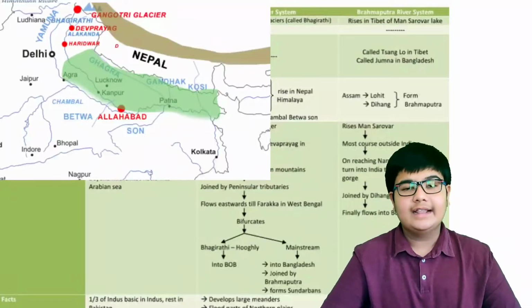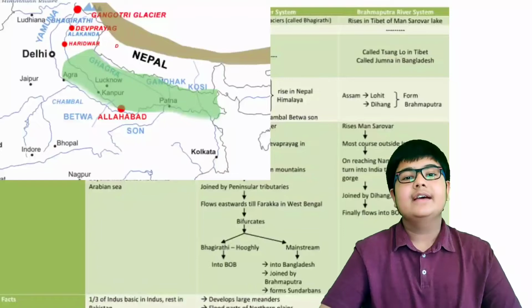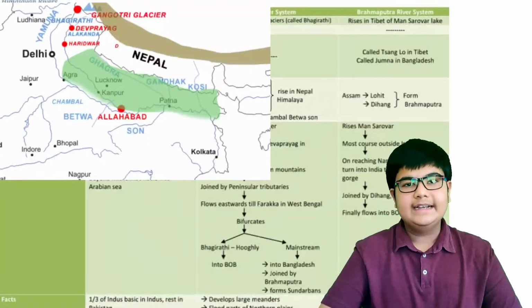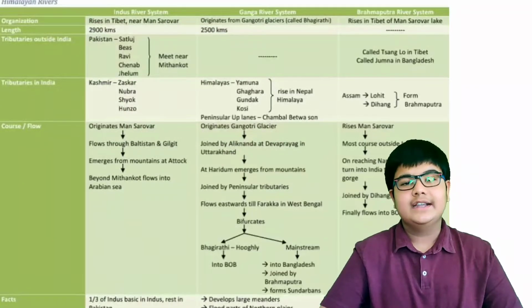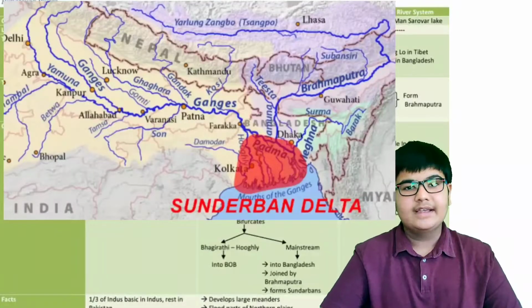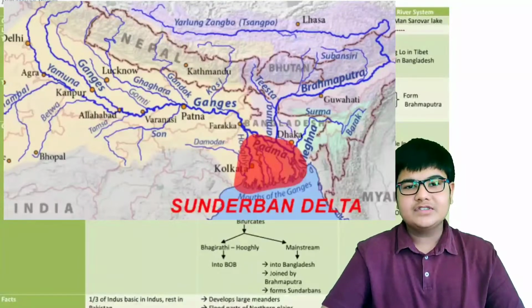Then at Devprayag in Uttarakhand, it is joined by the river Alaknanda. Then at Haridwar, it emerges from the mountains and is joined by the river Yamuna. Then it is joined by its various peninsular tributaries. Then it flows eastwards into Farakka in West Bengal. Here it bifurcates into a Bhagirathi Hooghly stream and a main stream.